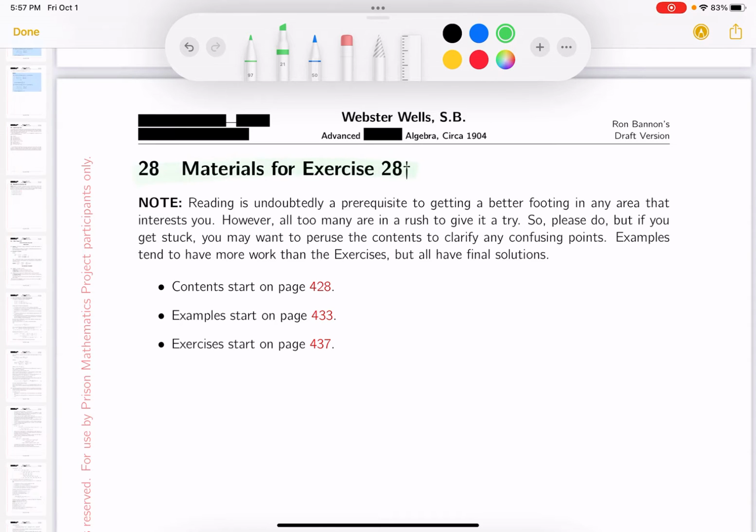And by that I mean, there's going to be contents that you should read through, examples that you should think about, and then see if you understand the material, all right?